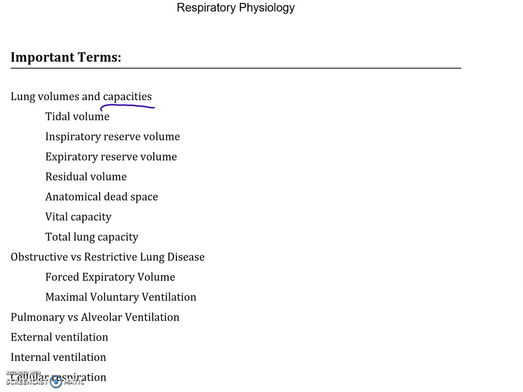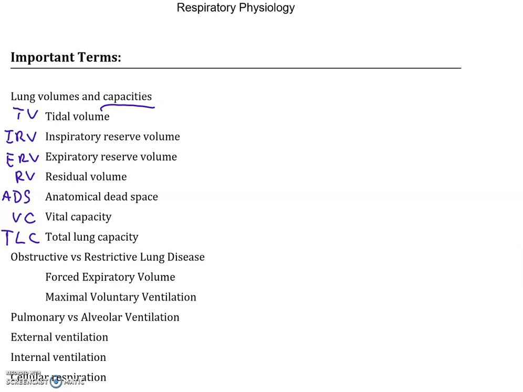And the volumes and capacities here in question are listed right here, most important ones. The tidal volume is abbreviated as the TV. The inspiratory reserve volume is the IRV. The expiratory reserve volume would be the ERV. The residual volume is the RV. The anatomical dead space is usually abbreviated as ADS. The vital capacity, a very important measurement, is VC, and the total lung capacity is the TLC, right there.